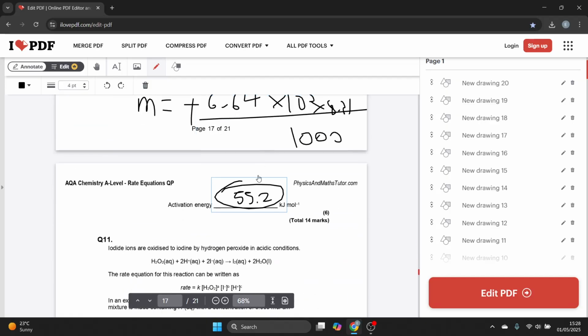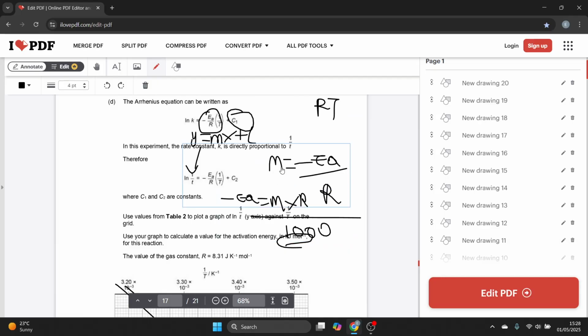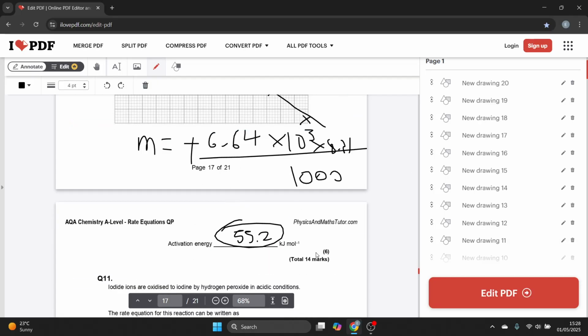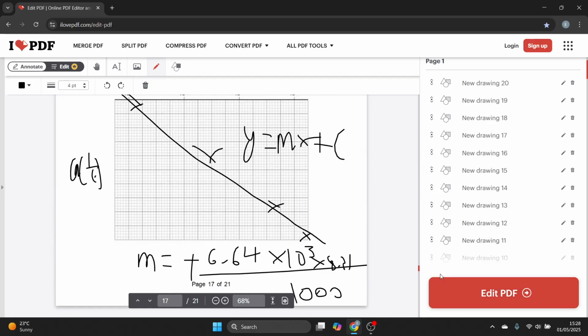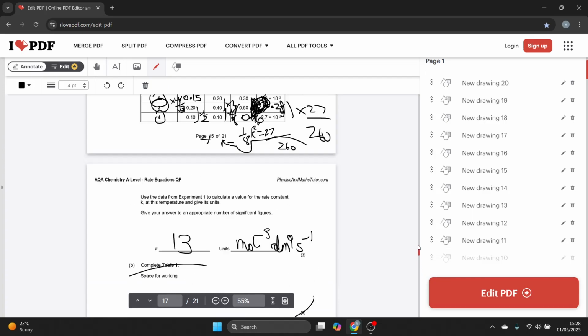6 marks just for this, where you just have to plot your graph, and then use y equals mx plus c to find a gradient, and all of that. Which is very nice. But trust me, they're likely to reuse these kinds of questions because why not? There are a lot of little tricks you need to know as well. But anyway, that is the end of the question paper.